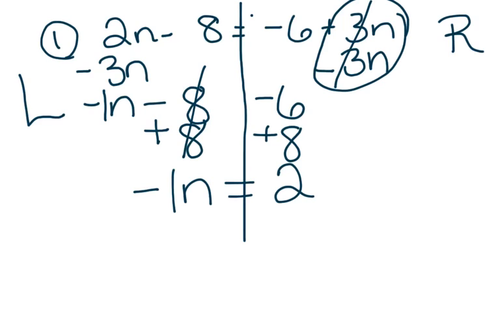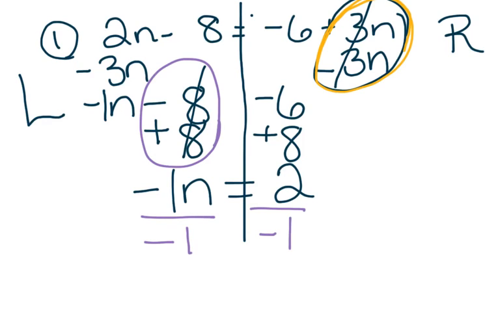If you notice, once I move the 3n over, what I have left is a two-step equation. So I'm going to do plus 8 to both sides in order to eliminate the 8 on the left. Then I have to add 8 to the right if I'm going to eliminate it on the left. It gives me 2 and keeps my equation balanced. Then the opposite of multiplying by negative 1 is dividing by negative 1. So I get a result of n equals negative 2.